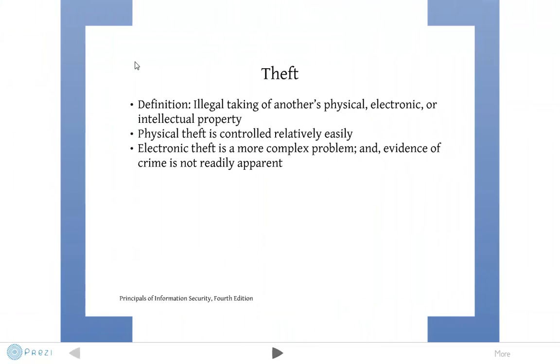All right, theft. Electronic theft is a more complex problem. Evidence of the crime is not readily apparent. So just like stealing intellectual property, right? If I know the new model of the car that you are creating, I don't have to just recreate it and sell as my own. I'm going to build on it and make my car look much better. And so it's difficult often to prosecute.